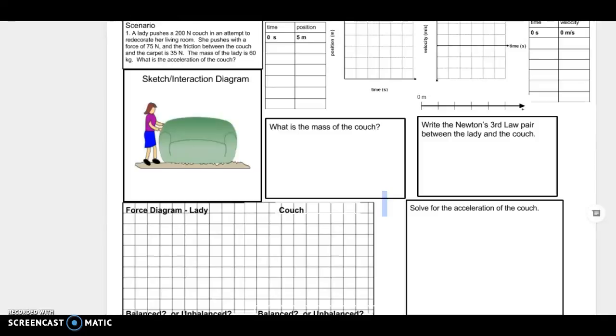Okay, so here is one of the super new kind of hard problems, but if you break it down, it should be fine. All right, let me see how this is going to look.